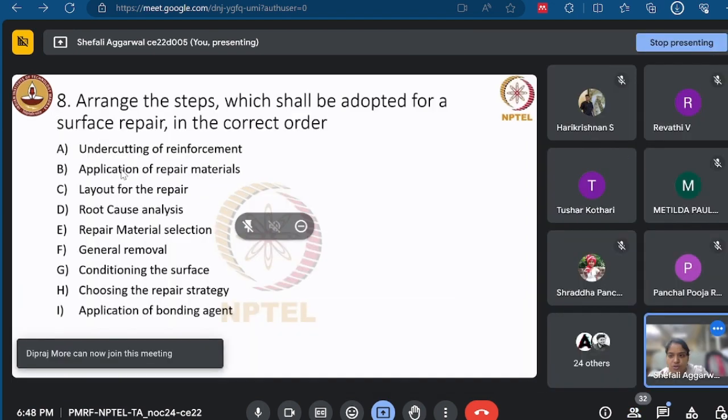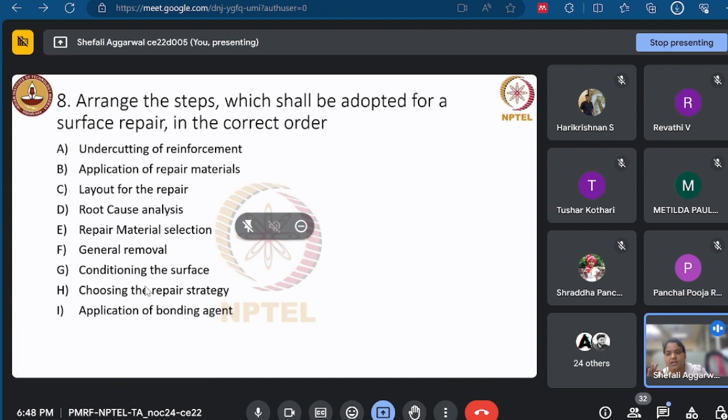Yes, ma'am. Right. So you have seen the site, you have done the root cause analysis, you have chosen the repair strategy, you have chosen the material to be used for the repair. Next you will do a layout of repair. You will do the marking and all. That is the layout for the repair: at what point you have to do repair and how much you have to do completely.